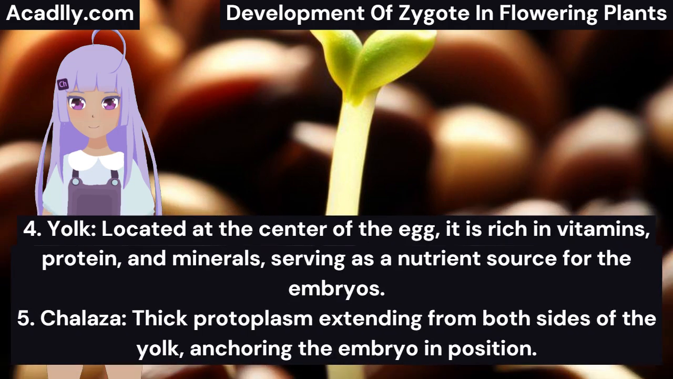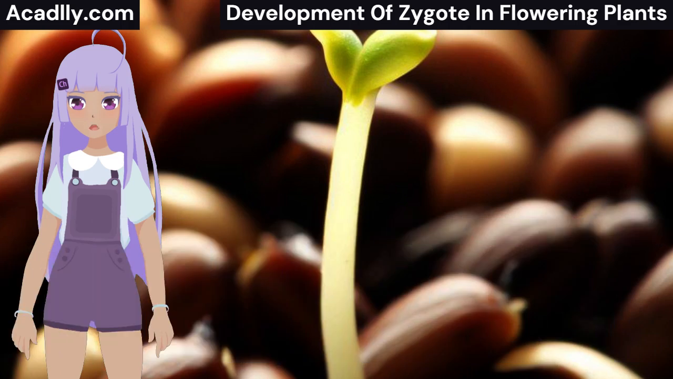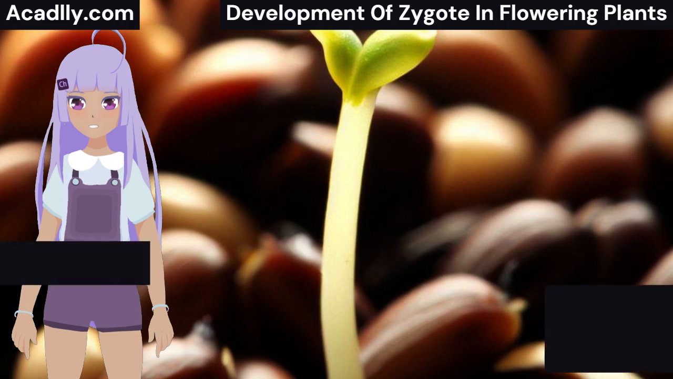4. Yolk. Located at the center of the egg, it is rich in vitamins, protein, and minerals, serving as a nutrient source for the embryos. 5. Chalaza. Thick protoplasm extending from both sides of the yolk, anchoring the embryo in position. Developing embryo or fetus in mammals. Embryos or fetuses in mammals possess the following adaptive features.